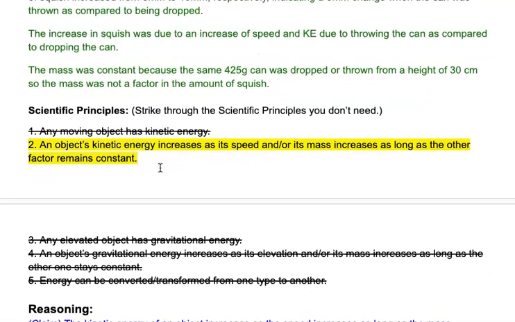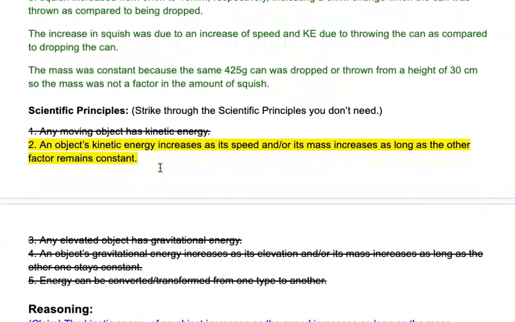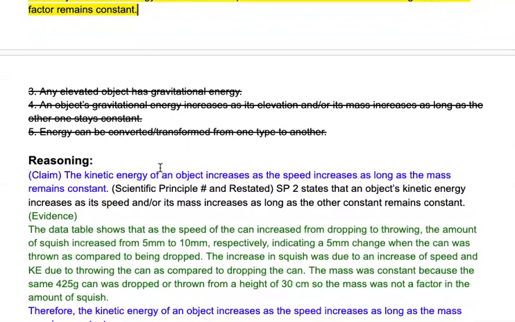All right, so I've got my evidence, I've got my claim, and now I have my scientific principle. So for my reasoning statement, I just need to copy and paste the material from above and put it into the right order. So again, I start out with my claim. My claim says, the kinetic energy of an object increases as the speed increases as long as the mass remains constant. So I just changed it up a little bit, but that's okay. All right, so I'm good. That's my claim, and I just copied it from above, and I'm set.